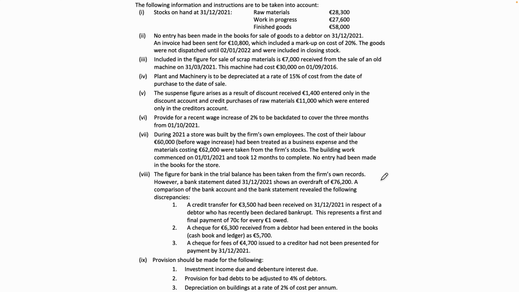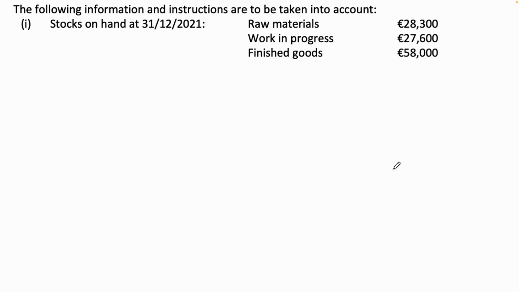So looking at the notes here, the following information and instructions are to be taken into account. Number 1, stocks on hand at 31st the 12th, 2021. We've got raw materials 28,300, work in progress 27,600, and finished goods 58. Right, so we'll just actually get into the workings bit by bit.